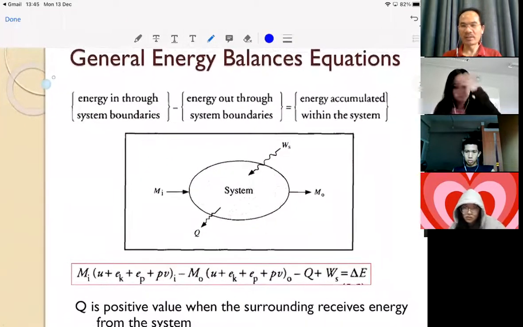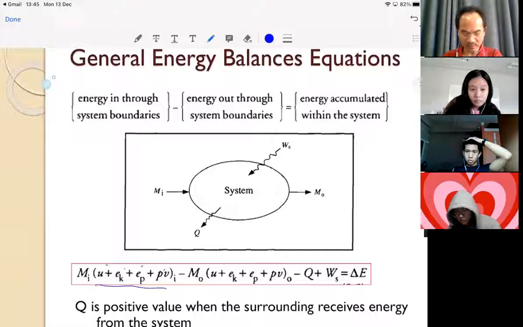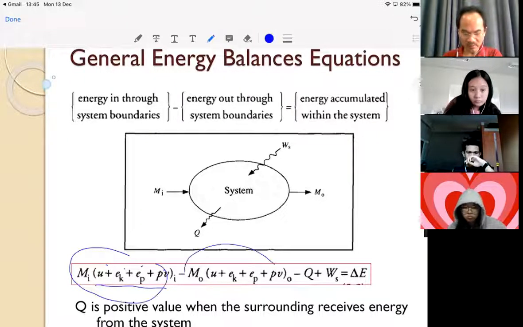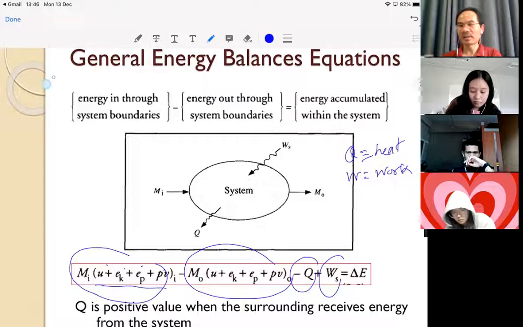For the general energy equation, it is also the same: energy in minus energy out equals energy accumulation. But for energy, we have at least 4 terms. This is the input, this is the output, and we can also calculate based on heat and work. Q is heat, W is work. Heat can transfer between system and surrounding. Work can also transfer between system and surrounding.